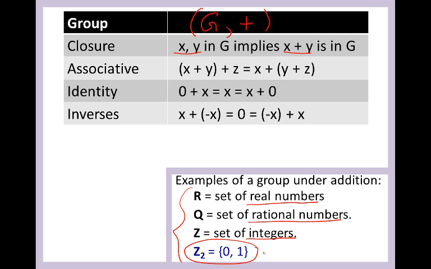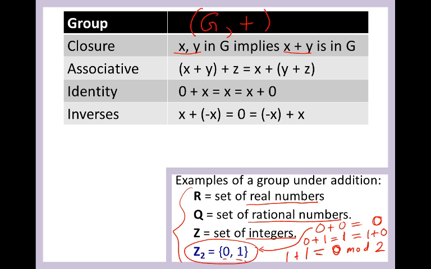For the last one, let's go ahead and check that out quickly. If I add 0 plus 0, I get 0. 0 plus 1 equals 1, which is also 1 plus 0. And the last possibility is I could do 1 plus 1, but that equals 0 mod 2. So in each case, when I take two elements in Z mod 2 and add them together, I get either 0 or 1. So Z mod 2 is closed under addition.